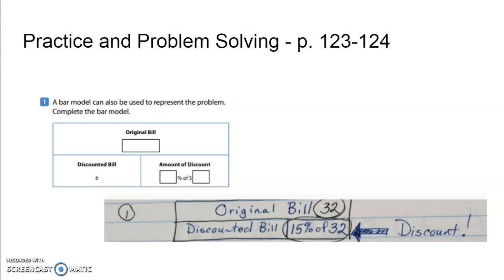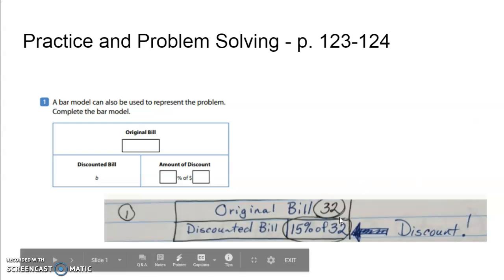Okay, so anyway, number one, I just did this a little bit differently. The original bill was $32. Underneath that would be a bar showing the discounted bill plus whatever the discount was. That should make sense if you think about it. The discount plus the discounted bill would be as much as the original bill. So 15% of 32 is the discount, and then the 32 is the original bill.